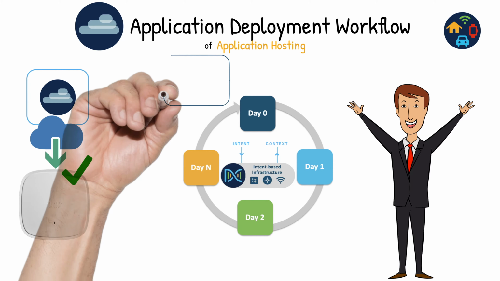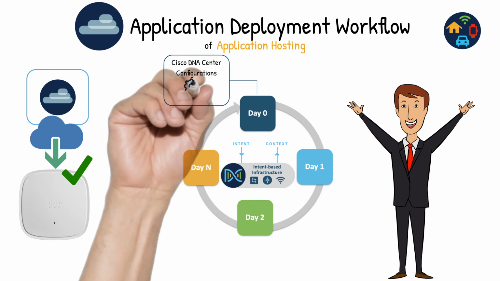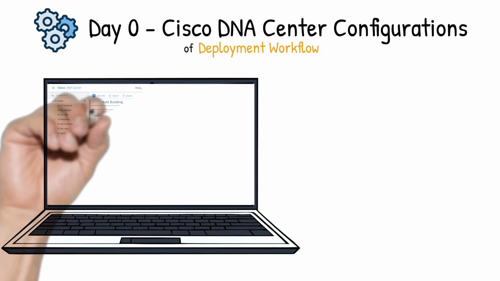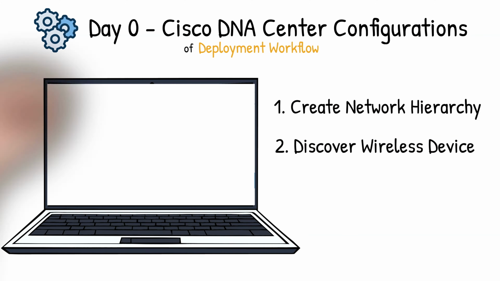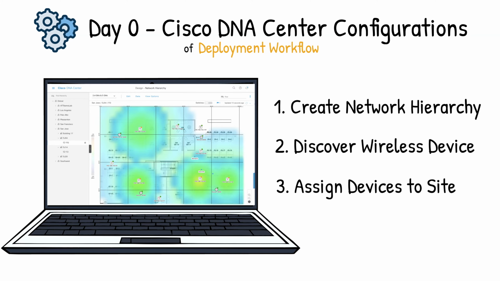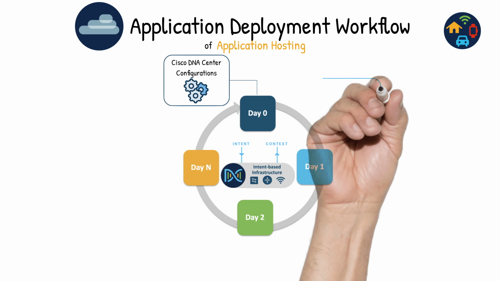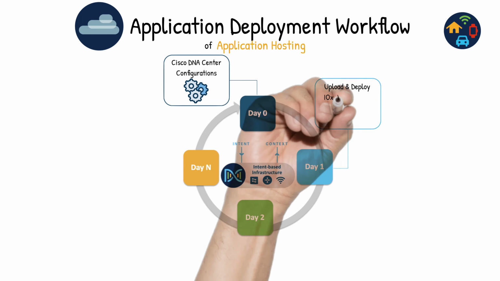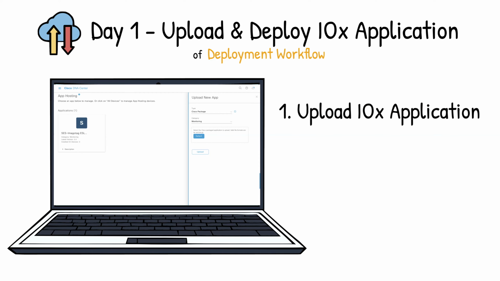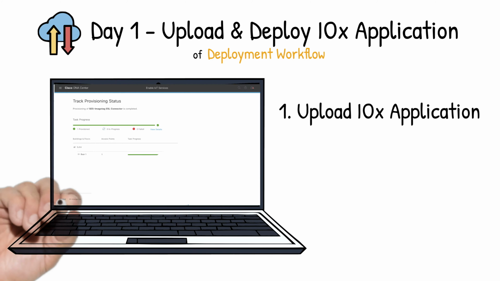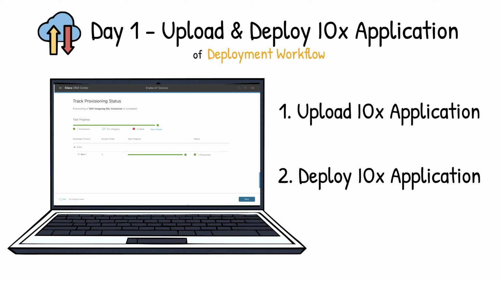Starting off with day 0, we have Cisco DNA Center configurations, in which we'll set up basic configurations such as creating a network hierarchy site, discovering wireless devices, and assigning devices to the network hierarchy site. Next, we have day 1, where we have upload and deploy iOS application, in which we'll upload the application we've just developed prior to Cisco DNA Center, then deploy it to each of our desired access points.